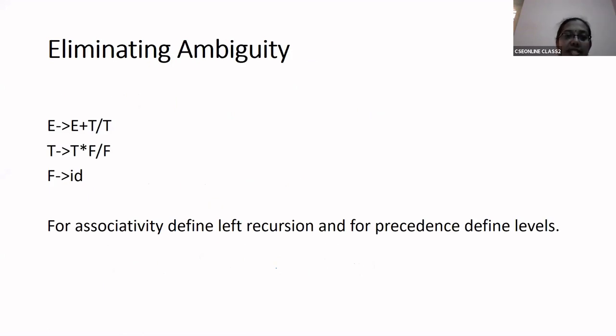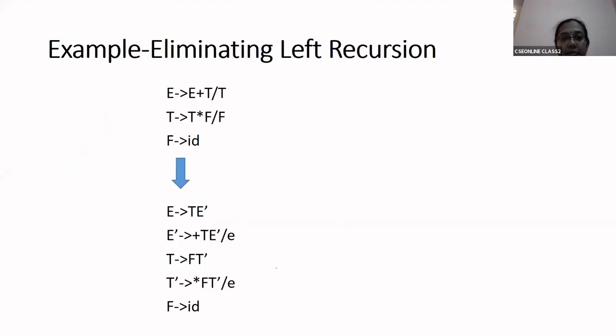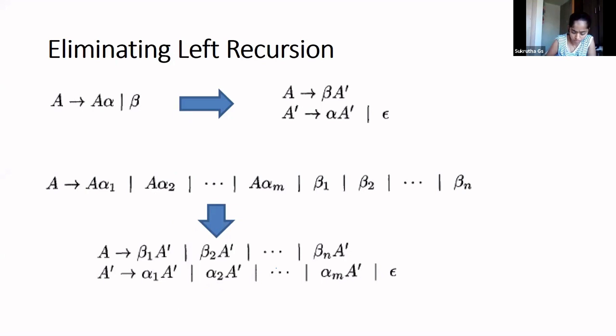Have you noted down this grammar which is not having ambiguity? E derives E plus T or T. T derives T into F or F, and F derives ID. If you have noted it down, you can apply the concept of eliminating left recursion on the same grammar. We will see that.